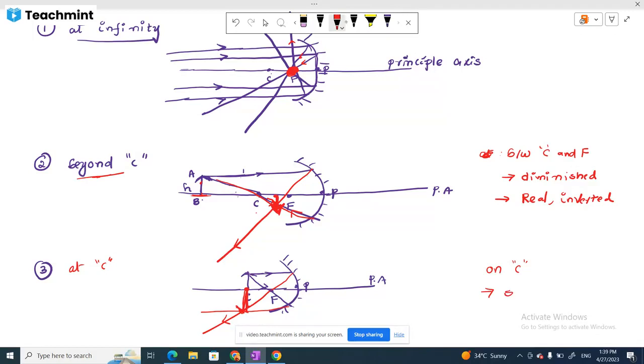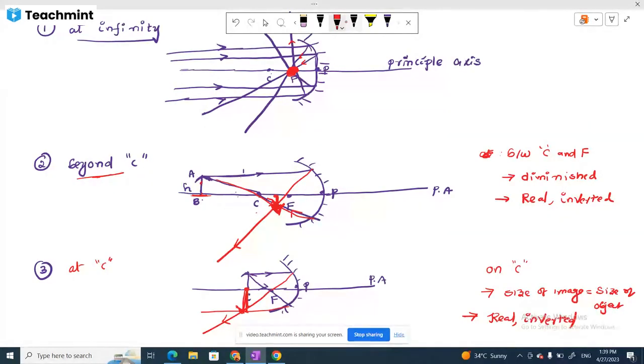So the size of the image is equal to the size of the object. Both sizes are equal. Next, nature: real and inverted image.